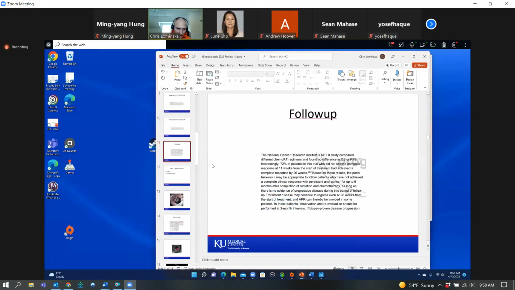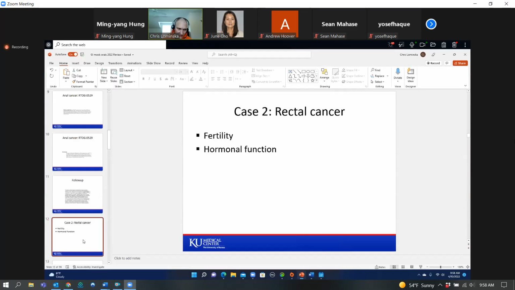Second case. Similar, but we moved into a rectal cancer. So now we had a younger patient. This was a low to mid rectal cancer. In this case, I was looking for a discussion of both fertility and hormonal function. And your options there obviously would include things like egg harvesting, ovarian transposition.